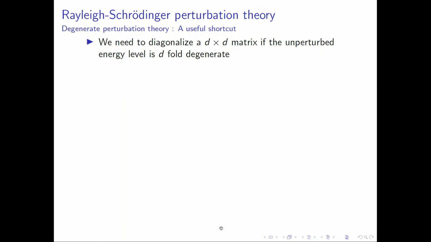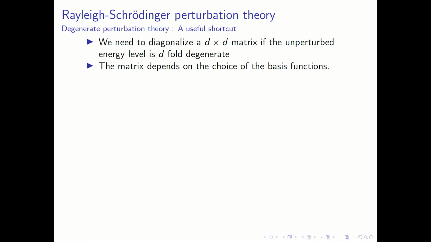Now, we saw that in the last example, despite the fact that we had to work out a 6 by 6 diagonalization problem, it turned out to be not that difficult because the matrix split into nice blocks. Now, you can actually get an even better result if you are lucky or if you are clever. Remember, what we need to do is diagonalize a d by d matrix if the unperturbed energy level is d-fold degenerate.